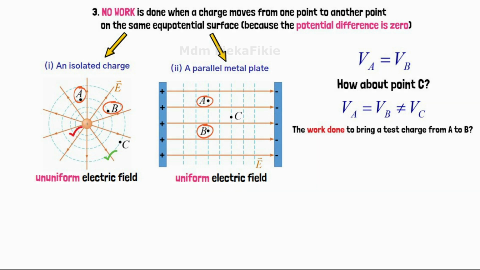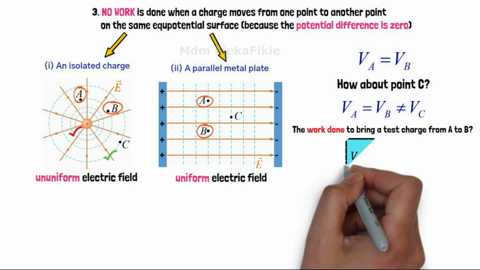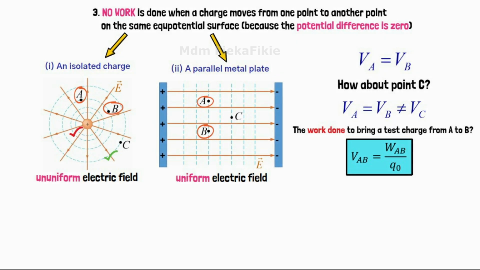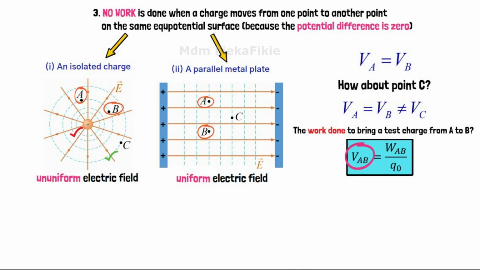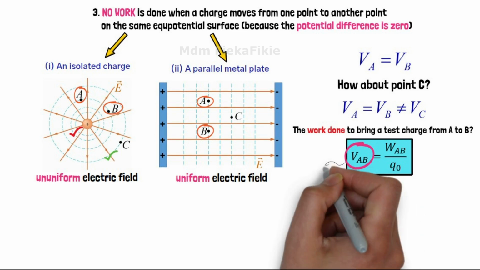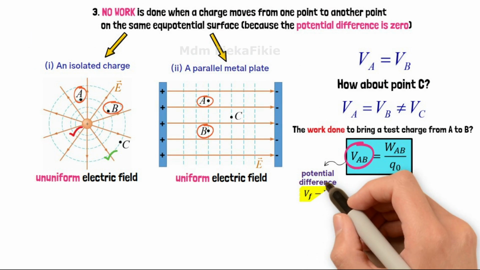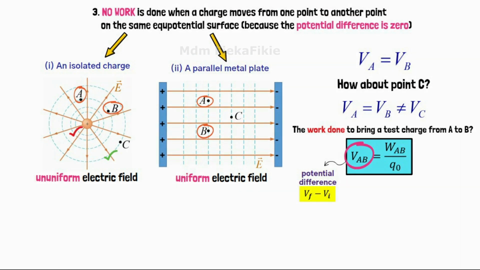A is equal to the electric potential at point B, the work done to bring a test charge from A to B can actually be calculated by this equation. Okay, we want to calculate WAB. But because VA is equal to VB, the VAB, which is the potential difference between point A and point B, we can calculate using the equation V final minus V initial.